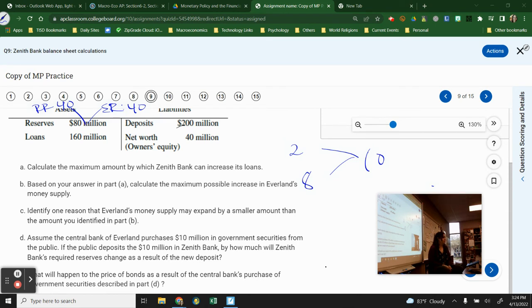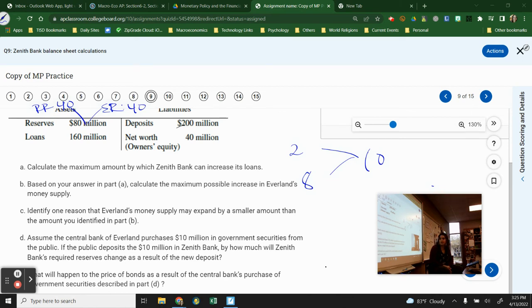I put 42 million, because that's how much would be in the required reserves, right? I understand. But look at the last bit here. Change as a result of the new deposit. So you do it based off the new deposit, not the entire. I'm a person that hates getting things wrong for something as stupid as that.